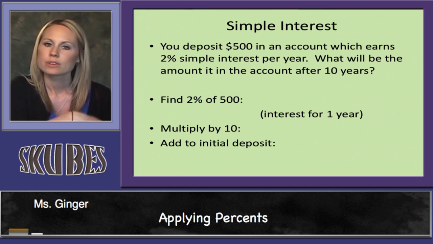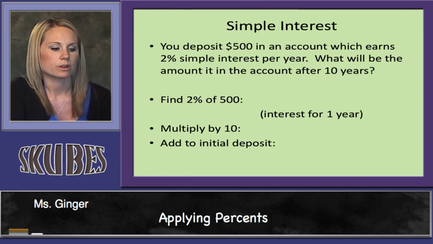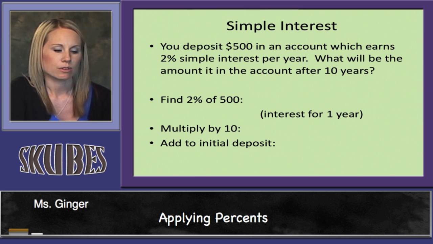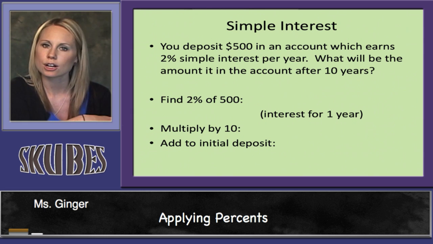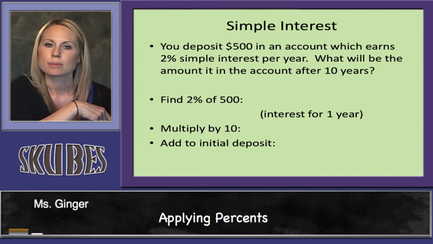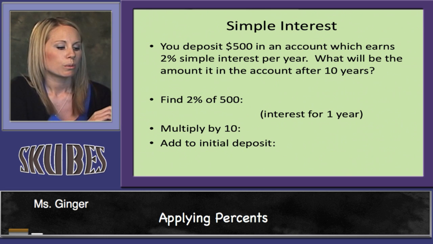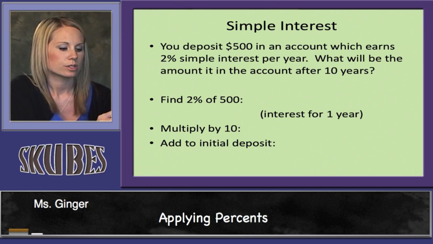Alright, another area where this is useful is if you're calculating interest. Simple interest is what we're going to look at, on some amount that you've invested or you're letting sit in a savings account. Let's say that you've got $500 to start in an account that earns 2% simple interest per year. We want to know what that amount is going to be after 10 years, just letting that accumulate over the 10 years. Well, what we're going to do is find 2% of 500 the same way we have been doing. So let's find that first.